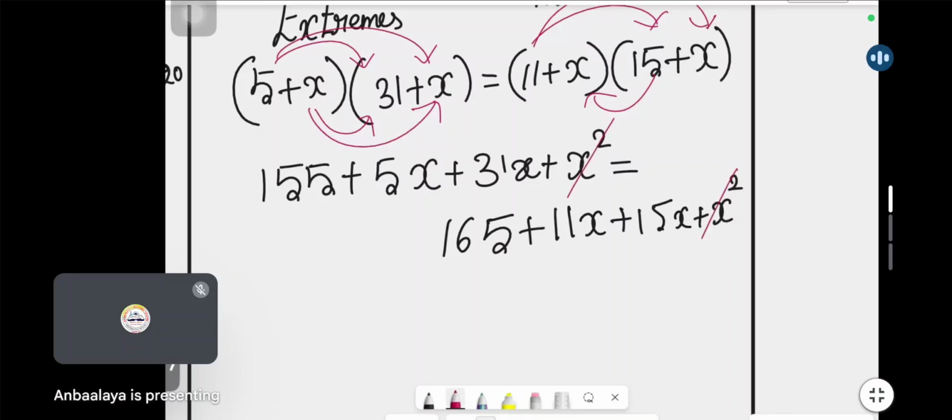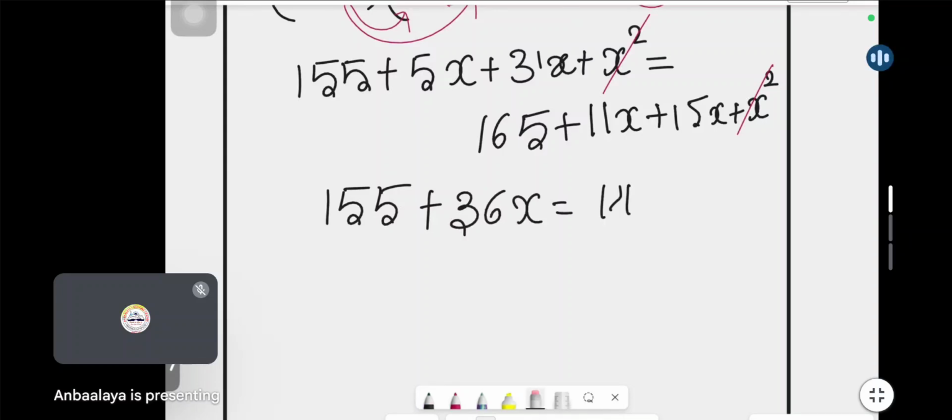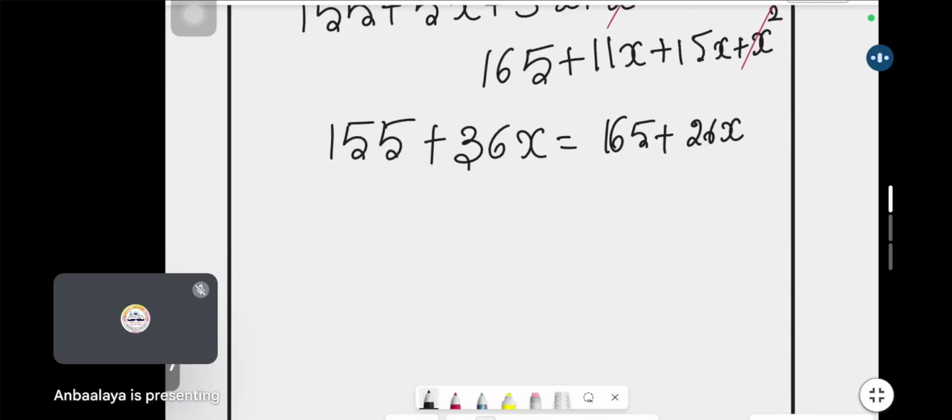Okay, listen. We have x square in LHS and in RHS, so I am cancelling x square with the same sign. Next, 155 plus 5x plus 31x. What do you get? 36x. Next, 165 plus 11x plus 15x. 26x. Keeping variables on one side and constants on the other side, 36x minus 26x.